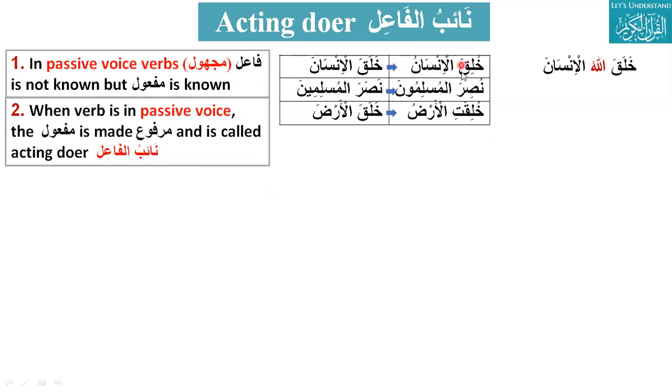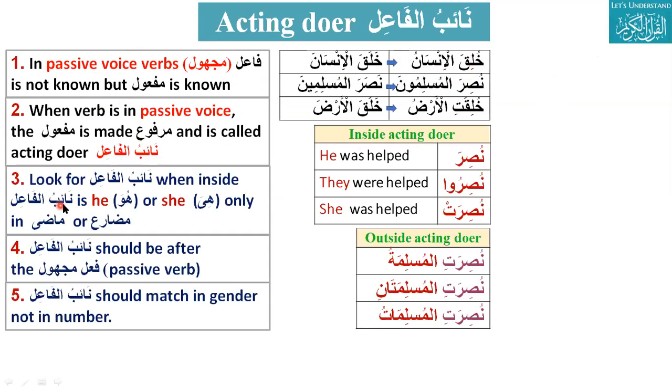And if there is he or she inside of it, there must be a naibul fa'il, and that will be marfu'. And here it is insanu. So look for naibul fa'il when inside the verb is he or she, only in madi. So in this case, khuliqal insanu, insan is what? This is naibul fa'il. So the meaning will be changed. What will be the meaning of this? Khalaqal insana: he created the mankind. And here what will be the meaning?